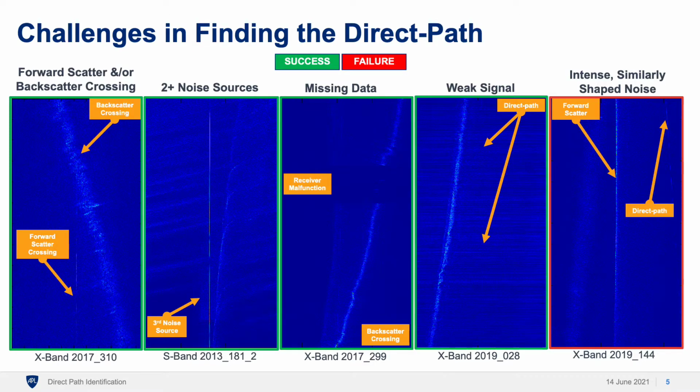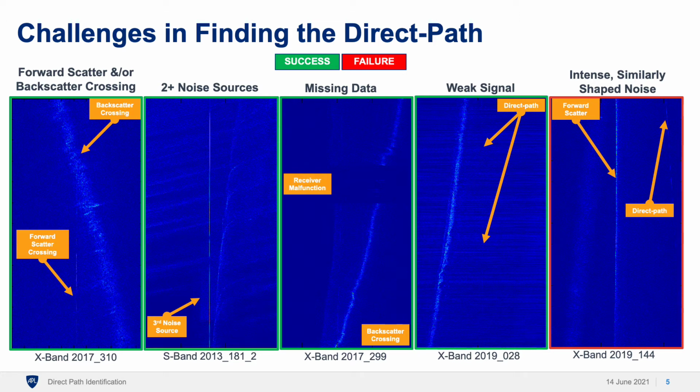This job of finding and fitting the direct path is actually pretty challenging. Five examples are highlighted here to show how different issues can crop up. Going from left to right, the direct path can cross the forward scatter and/or backscatter, causing the signal to be difficult to pull out in those regions.